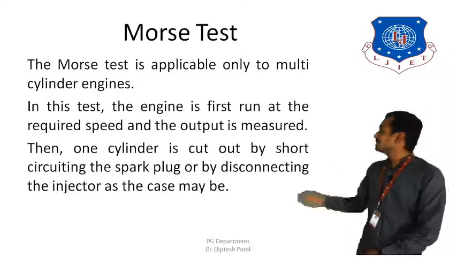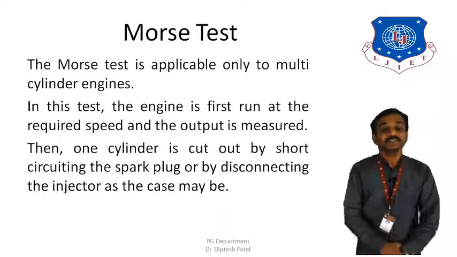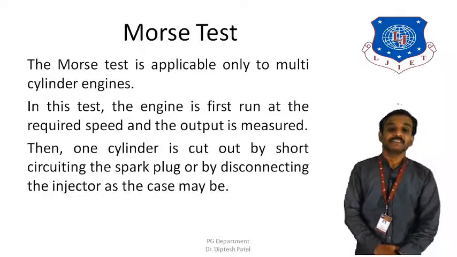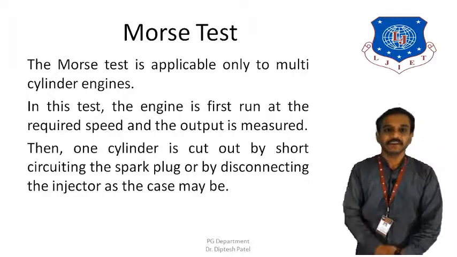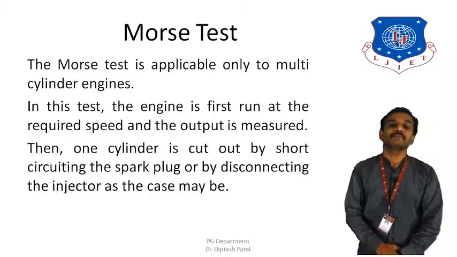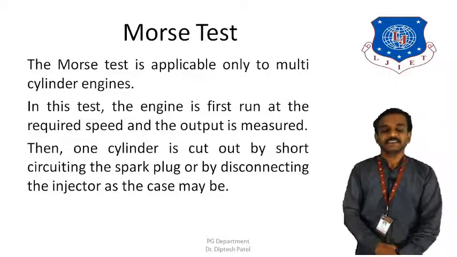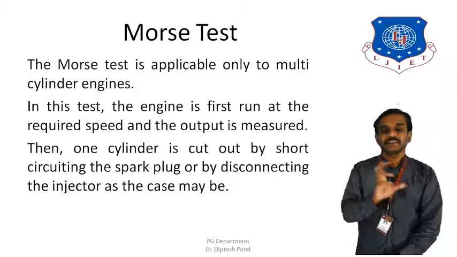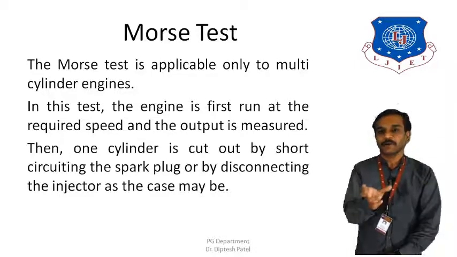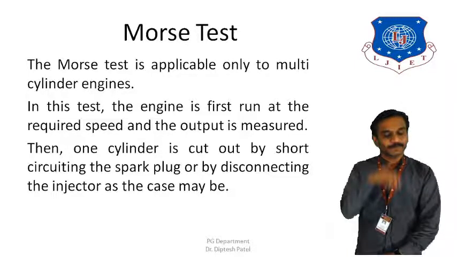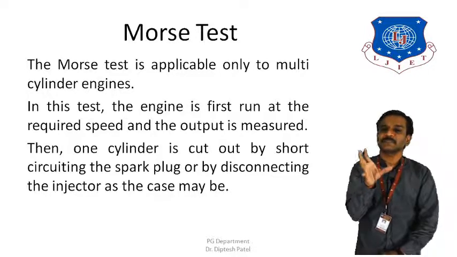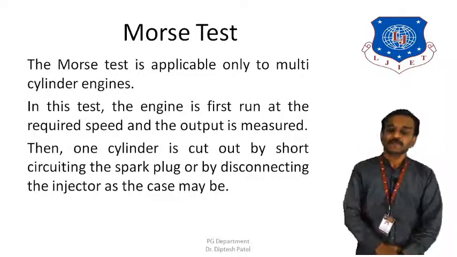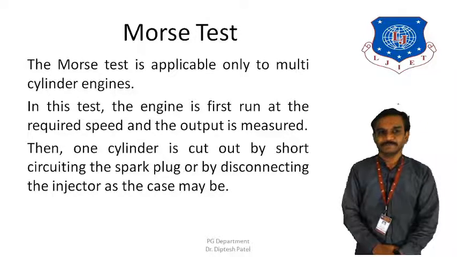The next test is the Morse test. The Morse test is one of the most accurate methods to measure the friction power as well as the indicated power. As I said, there is a relation between these three powers: indicated power, brake power, and friction power. You know that the difference between indicated power and brake power is the friction power. So if any two of these parameters are known, you can find the rest.